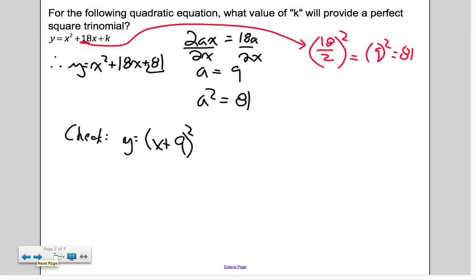So we could come down here and it says this is really the same as y equals x plus 9 quantity squared. If k was 81, we got our perfect square. Does that sort of make sense? Making sense? Not really. So where's the confusion? How we got 81?